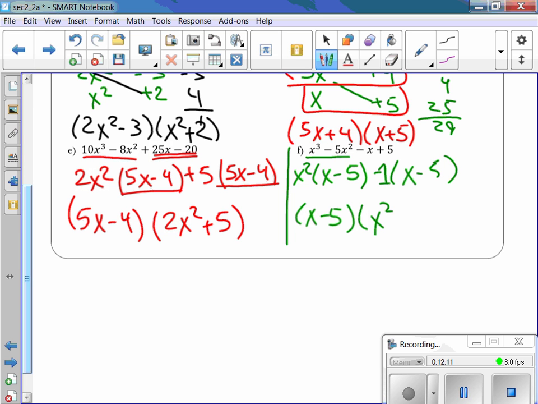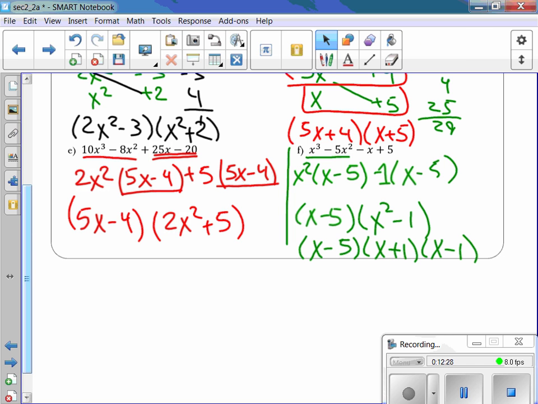Am I done? Yeah. Absolutely. Somebody said difference of squares still. We now have that the factors are x minus 5 times x plus 1 times x minus 1. Okay, hopefully this was a review, but does anybody have any questions?